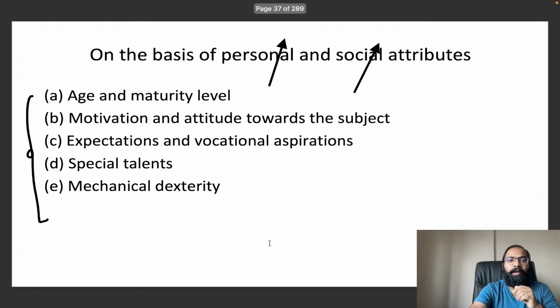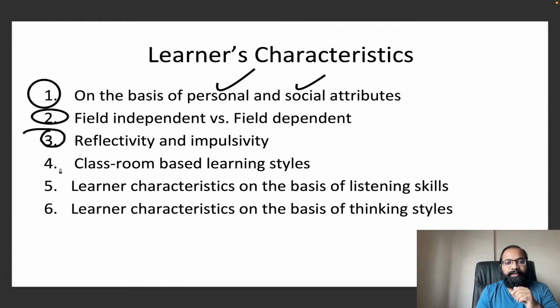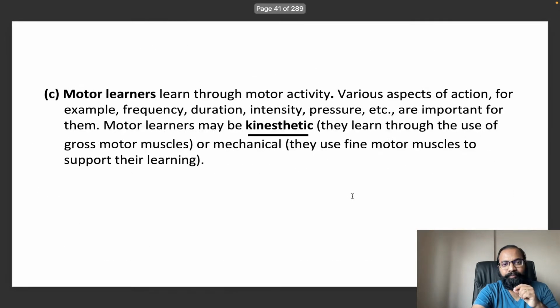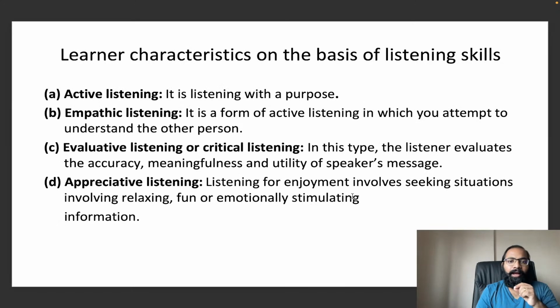So now in the learner characteristics, we covered the classroom based learning characteristics. Now we will see the learner characteristics based upon the listening skills. What are the different types of listening there are? Active listening means you are listening to somebody for a purpose.